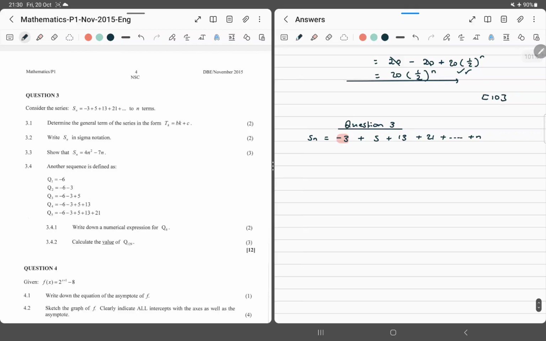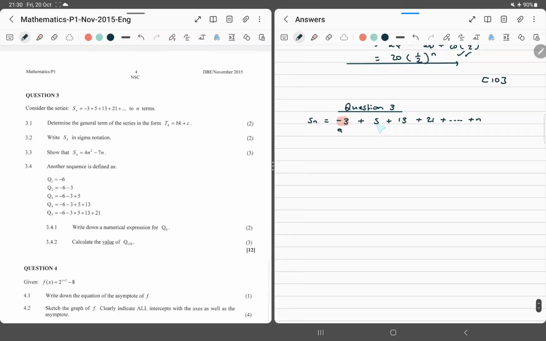This is the first term of the series. Obviously, this is A. But we can see when you say 5 minus minus 3, it's 8. So we can see here that the D is going to be 8. Because also 13 minus 5 is 8. 21 minus 13 is also 8. So this is suggesting that we've got an arithmetic sequence here. An arithmetic series, sorry. With A as minus 3 and D as 8.